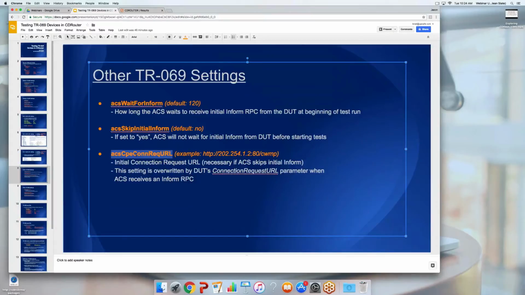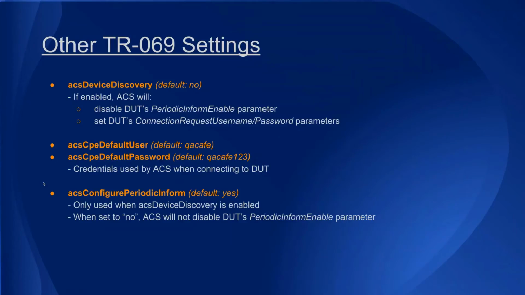But usually the ACS will learn this automatically when it receives an inform from the device. So once CDRouter receives an inform and learns about the device, it won't take any other action. However, there is an ACS device discovery parameter.